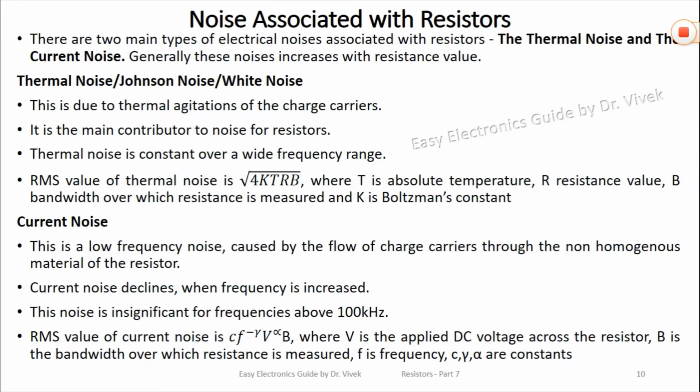There are two main types of electrical noises associated with the resistors, the thermal noise and the current noise. Generally, these noises increase with resistance value. Thermal noise is due to the thermal agitations of the charge carriers. Current noise is a low frequency noise caused by the flow of charge carriers through the non-homogeneous material of the resistor.